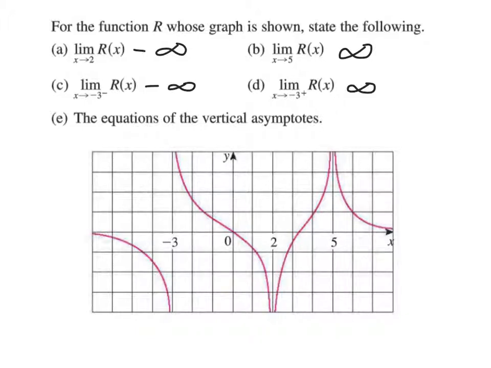And so we should then be able to write the equations of each of those vertical asymptotes. So we have one of them here that's at negative 3, so that's going to be x equals negative 3. Remember, x equals for a vertical line. We have one over here at 2, so x equals 2. And we have one at 5, x equals 5.